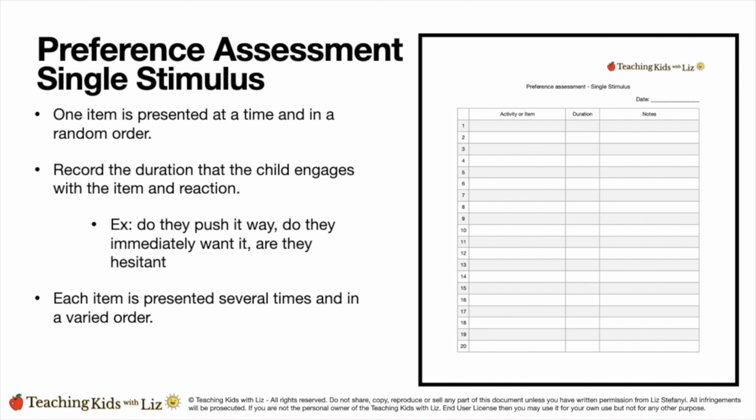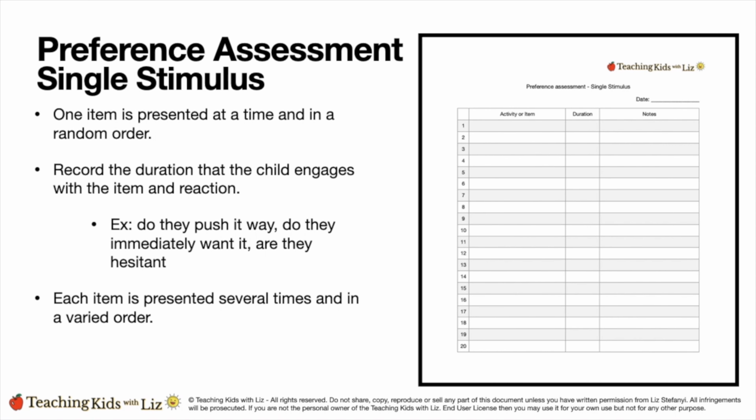You can add more rows in the single stimulus data sheet than the free operant. This is because you want to record every time you present an item. Depending on how many reinforcers you are presenting, this data sheet could look much longer for you. Keep in mind when selecting a preference assessment style that works best for you.